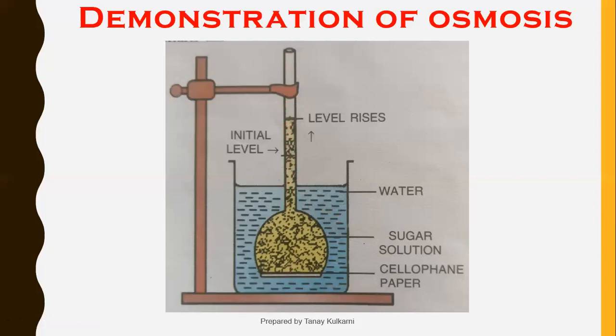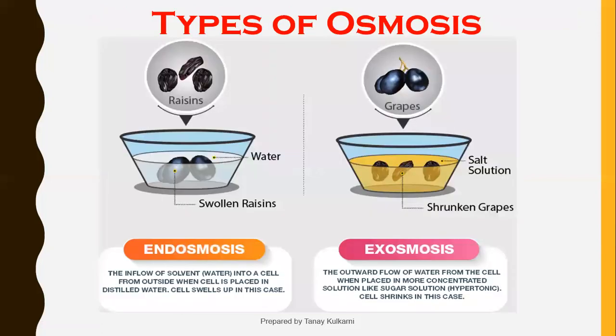And students, there are two types of osmosis, endosmosis and exosmosis. Endosmosis is defined as the inflow of water into the cell. If you keep raisins in water, they will swell. That is called endosmosis because water will move from the beaker or bowl to the raisins.